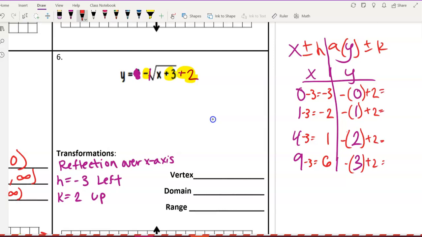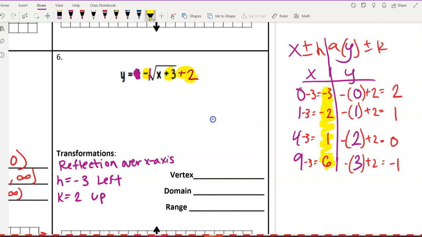So here we have negative times 0 is 0, plus 2 is 2. -1 plus 2 is 1. -2 plus 2 is 0. -3 plus 2 is -1. All right, so now we have our new points.